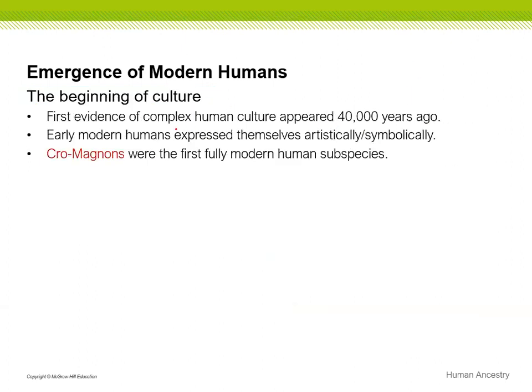So culture, or at least evidence of it, first started to appear 40,000 years ago. What does that mean? Art. We've all seen pictures of cave paintings in movies and stuff, right? Art, language, evidence of trade between two distinctly different tribes or nations or groups, whatever it is. So we start seeing culture about 40,000 years ago.